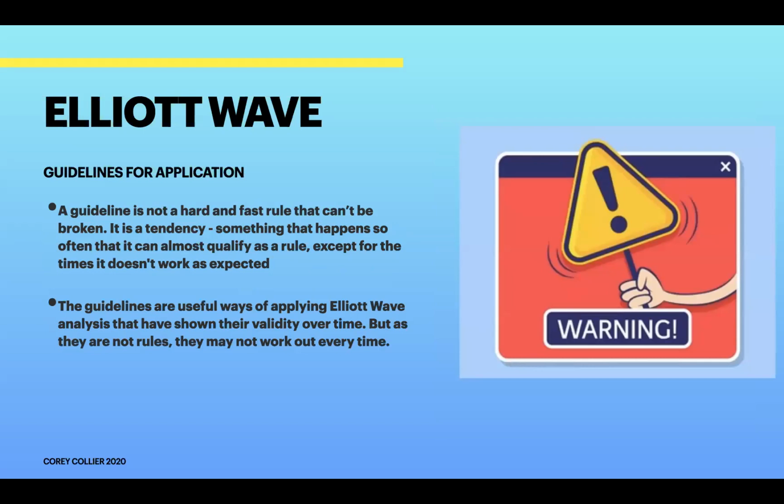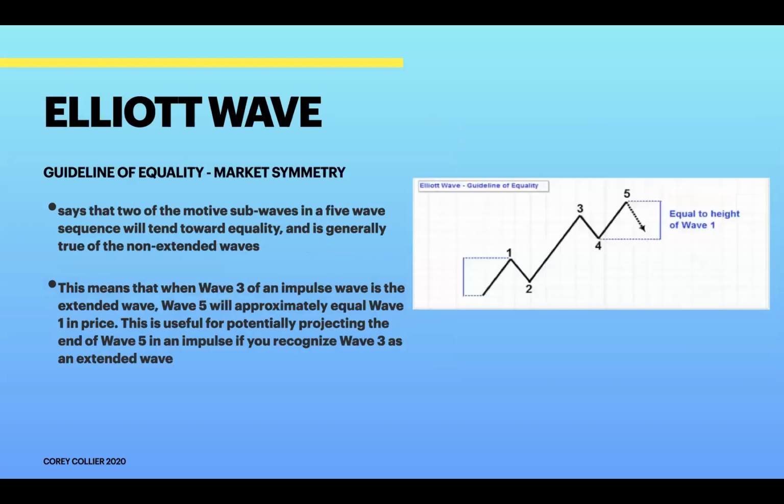All right. Now, how do you apply this stuff, right? Or what are the guidelines for application? It's important to remember, guys, that a guideline, when it comes to Forex, is not a hard and fast rule that can't be broken. It's a tendency, something that happens so often that it can almost qualify as a rule, except for the time that it doesn't work as expected. Okay, the guidelines are useful ways for applying Elliott wave analysis and have shown their validity over time. But as they are guidelines, they are not rules. They may not work out every time, so that's why they're more of guidelines. All right, so just a little warning.